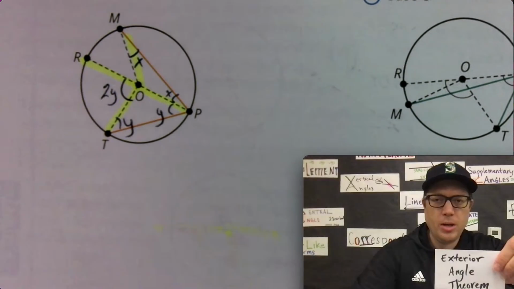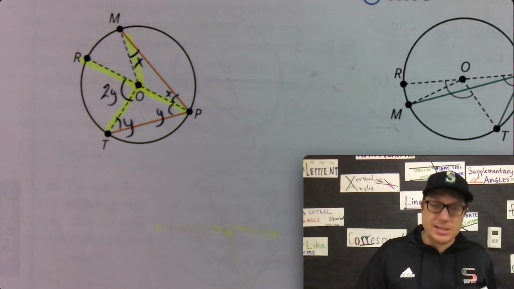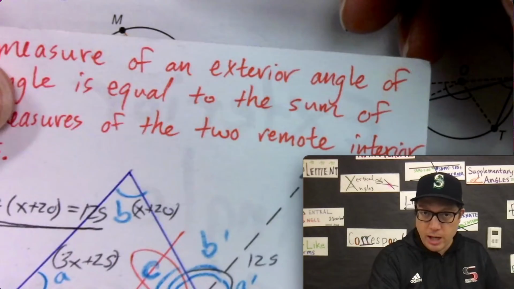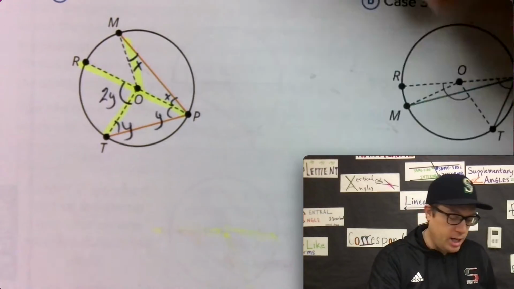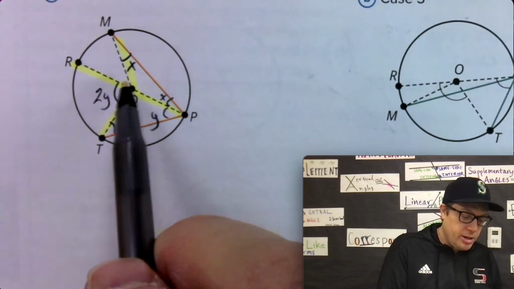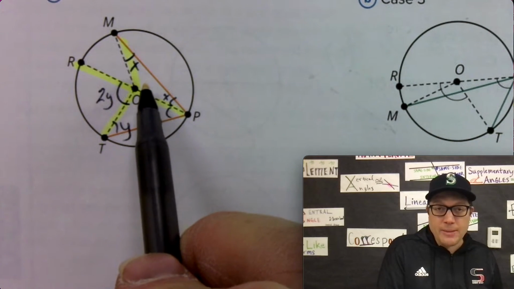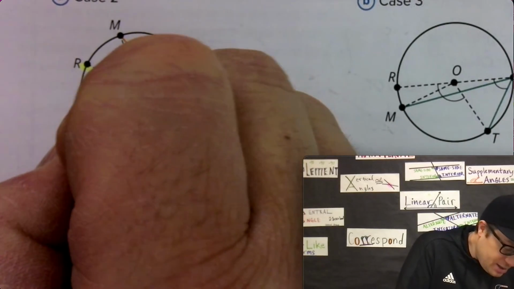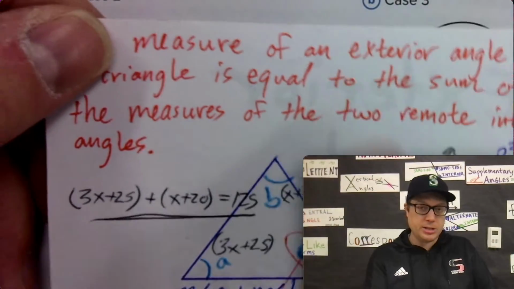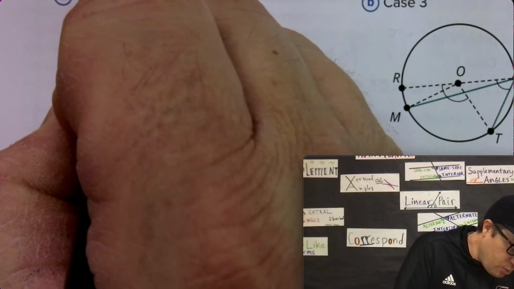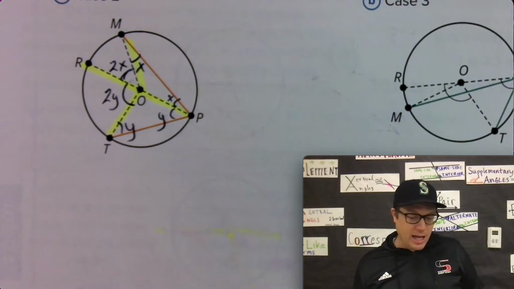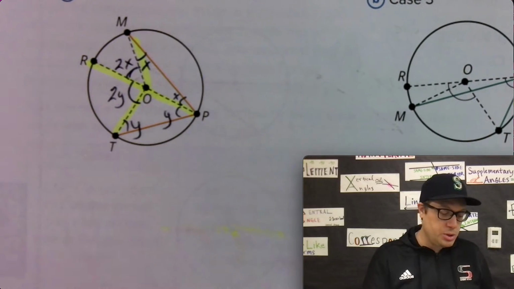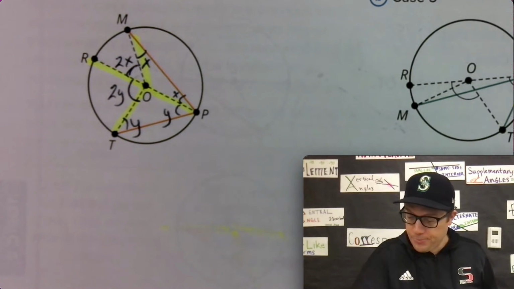Now, that same logic applies where these two angles are the remote interior angles of the triangle. So when you add them together, all three angles would add up to 180. But this angle is a linear pair with the outside, so the exterior angle here is what you get from adding the x's together. Those two x's create 2x, and those two y's create 2y.